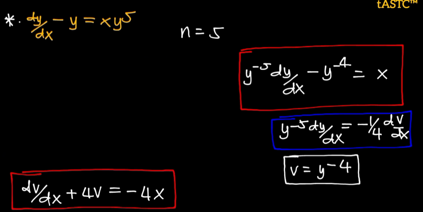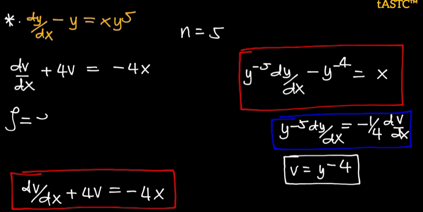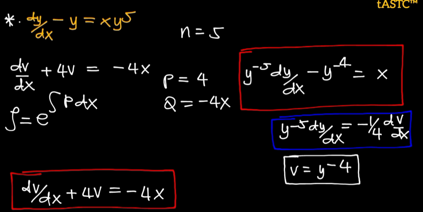So this now is going to be the real linear equation. We have dv dx plus 4v, and that is equal to minus 4x. So we need to work this. Now in order to work it, we need to find the integrating factor, which is going to be e to the integral of p dx. So what is p from this equation? So we know that p must be equal to 4, and q is negative 4x.